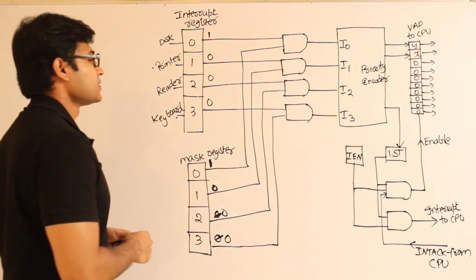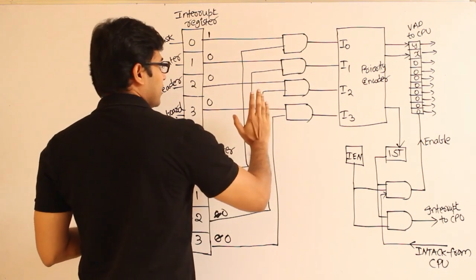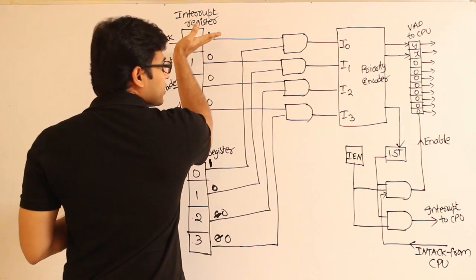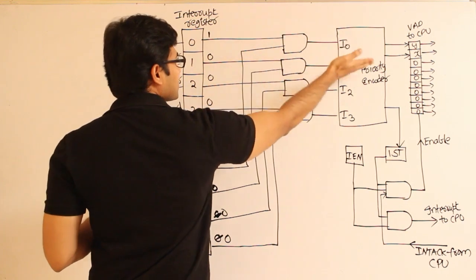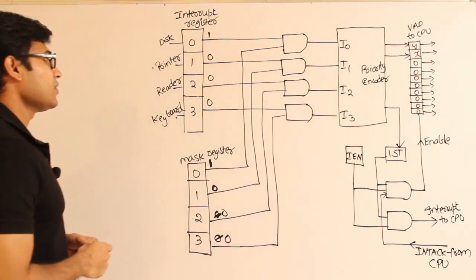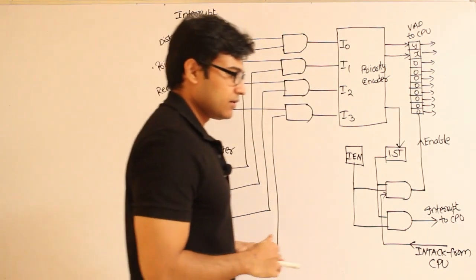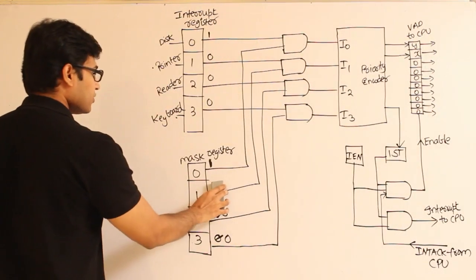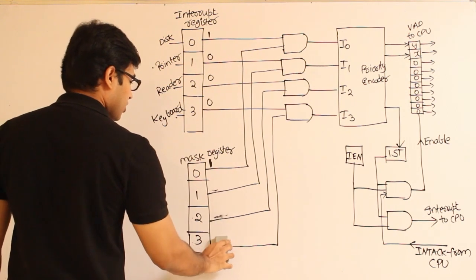Now see this. Whenever there is an interrupt, that interrupt will travel through the gates and get to this priority encoder. Now assume that initially all the mask bits will be 1. So initially nothing will be 0. Initially all of them will be 1s.